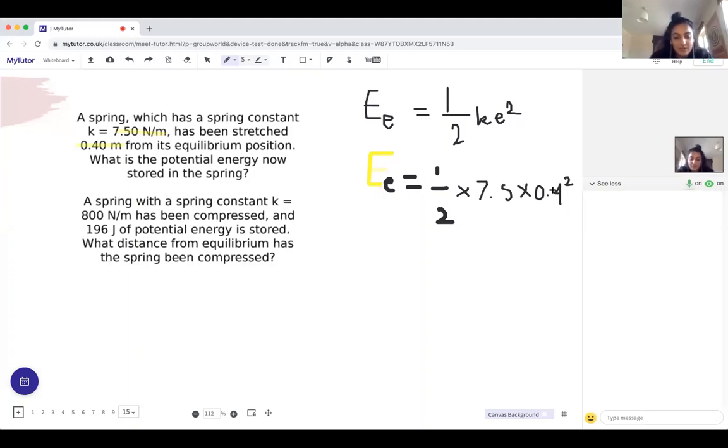Give you a few seconds to put your answers in the chat. So remember to square 0.4 first, then times by 7.5, then times by 0.5. Okay, so we get 0.6. So the potential energy that we have stored in the spring is 0.6. And remember that that is measured in joules because energy is always measured in joules.